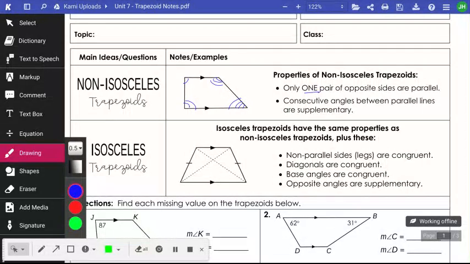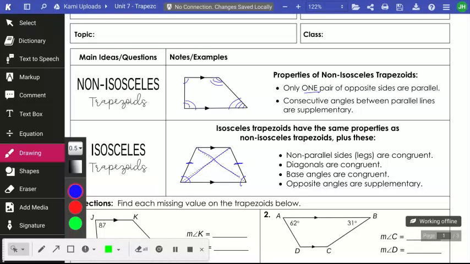When you go to an isosceles trapezoid, however, the same is still true. You have exactly one pair of opposite sides parallel, and you still have consecutive angles being supplementary between parallel lines. But on top of that, the non-parallel sides are congruent, and they've marked this here and here as being congruent. And then the diagonals are congruent, which means this full thing and this full thing are going to be exactly the same measure.